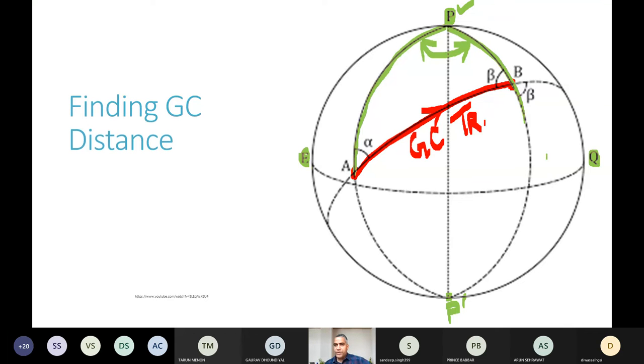Very good, beta. This is the definition of D-long: angle at the pole contained between the meridians of two places. So it is the D-long between A and B.